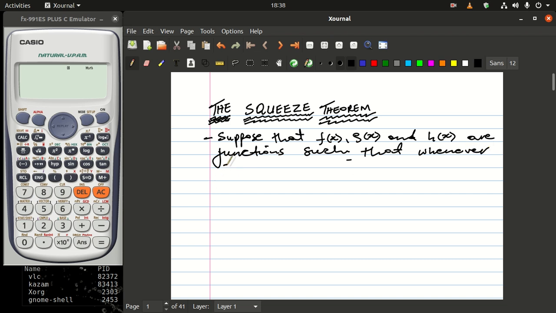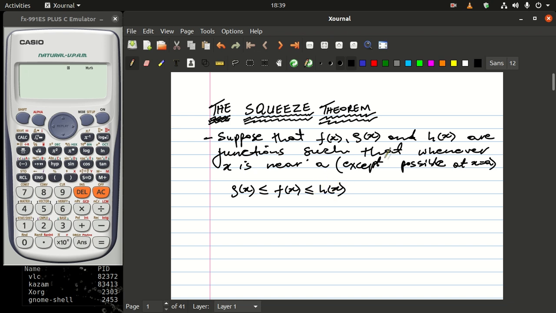whenever x is near a, or x is equal to a, except possibly at x equal to a, this happens: you have g of x less than f of x, and f of x less than h of x.